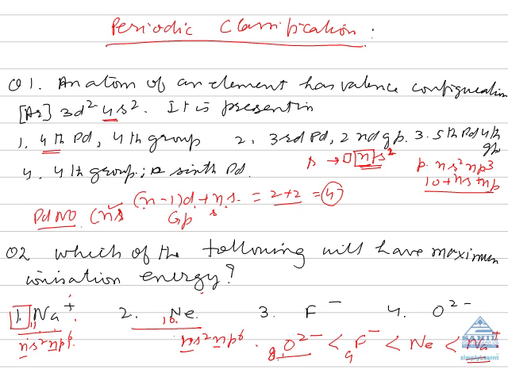Now electron gain enthalpy. Like ionization energy, electron gain enthalpy also depends upon the size. Smaller the size, greater the electron gain enthalpy. Nuclear charge, greater the nuclear charge, greater the electron gain enthalpy. Then electronic configuration. If the configuration is fully filled, then electron gain enthalpy is either 0 or positive. Now the question is, which of these have maximum electron gain enthalpy?